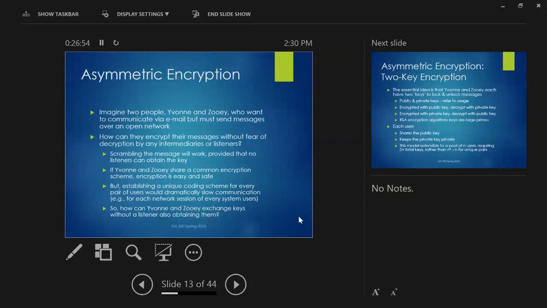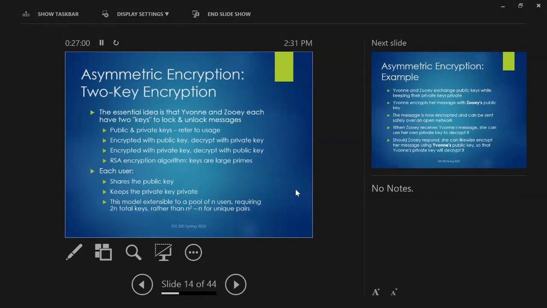So, question: how can Yvonne and Zoe exchange their keys without a listener also obtaining them? Well, we have a magical thing called two-key encryption. The core idea of two-key encryption is that Yvonne and Zoe each have two keys to lock and unlock messages. By lock, I mean encrypt, and unlock, of course, decrypt. So the logic behind this is that there are some mathematical operations that are really easy to do one way, but very difficult to undo.